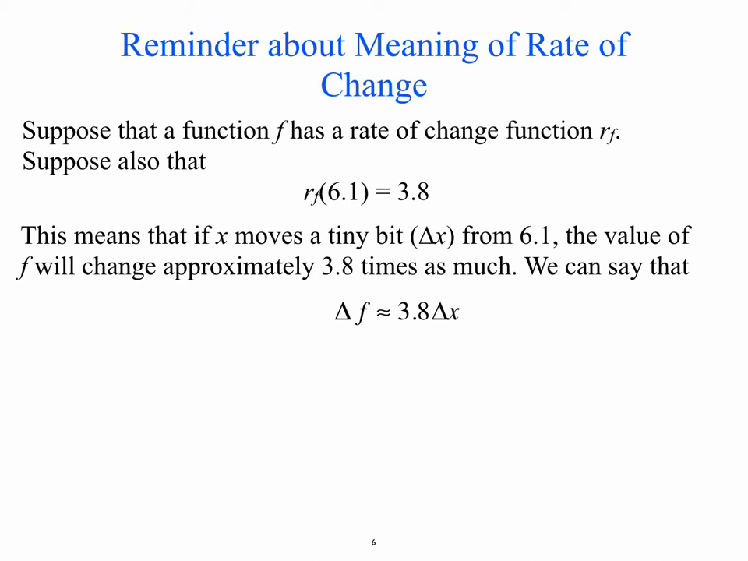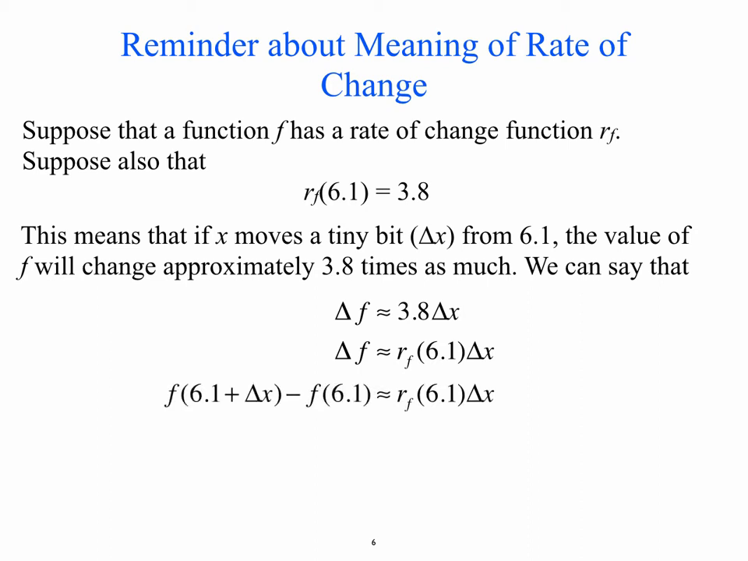Now we can take it a little bit further just to remind ourselves about the big picture, because we've done other stuff with this. You could expand this out and say, remember 3.8 is the rate of change of f at 6.1, so I could replace that. The change in f happens starting at 6.1 and then going a delta x away from that. So the corresponding f values are f of 6.1 plus delta x and f of 6.1. The change in f is that difference. And so then we can rearrange it.